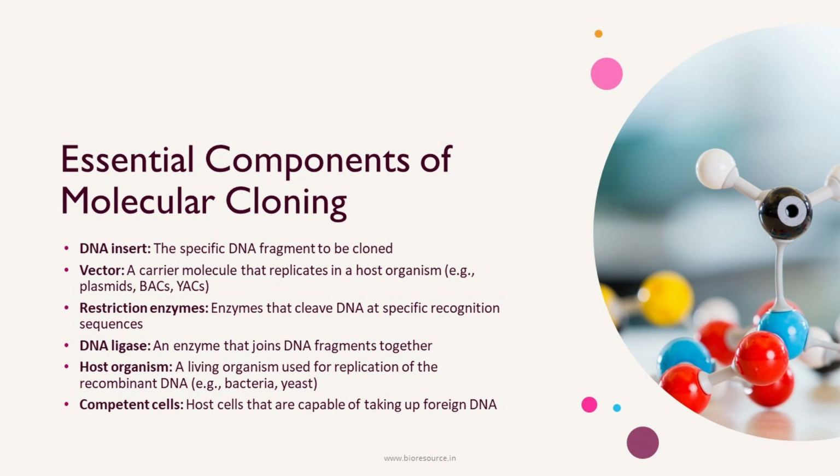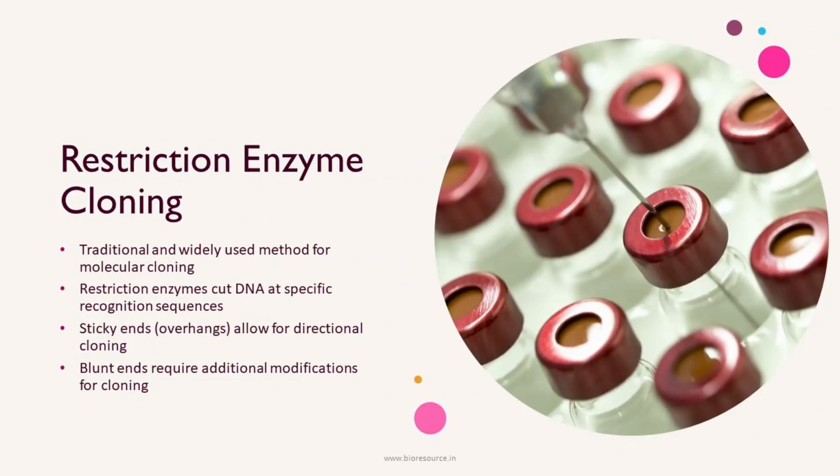The choice of the host organism depends on the desired application. For example, bacteria like E. coli are commonly used due to their rapid growth and ease of manipulation. Finally, competent cells are host cells that have been treated to make them permeable to foreign DNA, allowing the uptake of recombinant DNA molecules. So these are some of the basic terms that are used in molecular cloning. So let's see each one of the cloning techniques in detail.